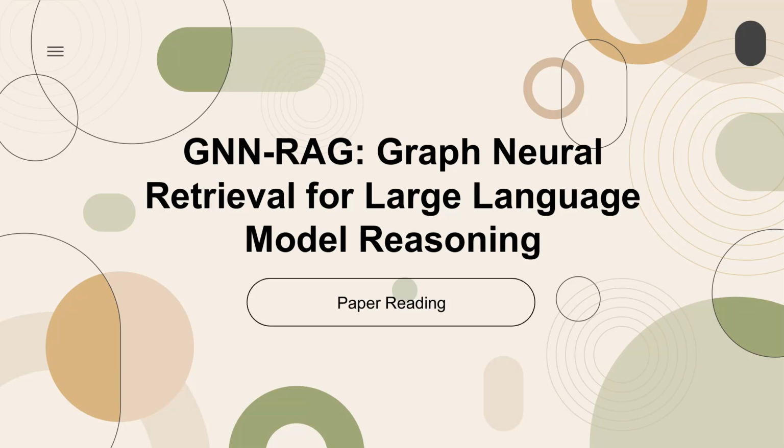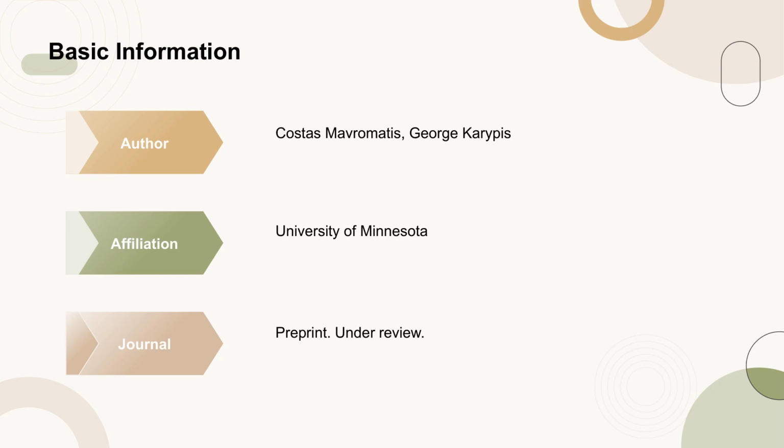Today's paper is titled GNN-RAG: Graph Neural Retrieval for Large Language Model Reasoning. This paper, authored by Costas Mavromatis and George Karypis from the University of Minnesota, introduces GNN-RAG, a novel method for combining the language understanding abilities of large language models, LLMs, with the reasoning abilities of graph neural networks, GNNs, in a retrieval-augmented generation, RAG, style. The work is currently under review.